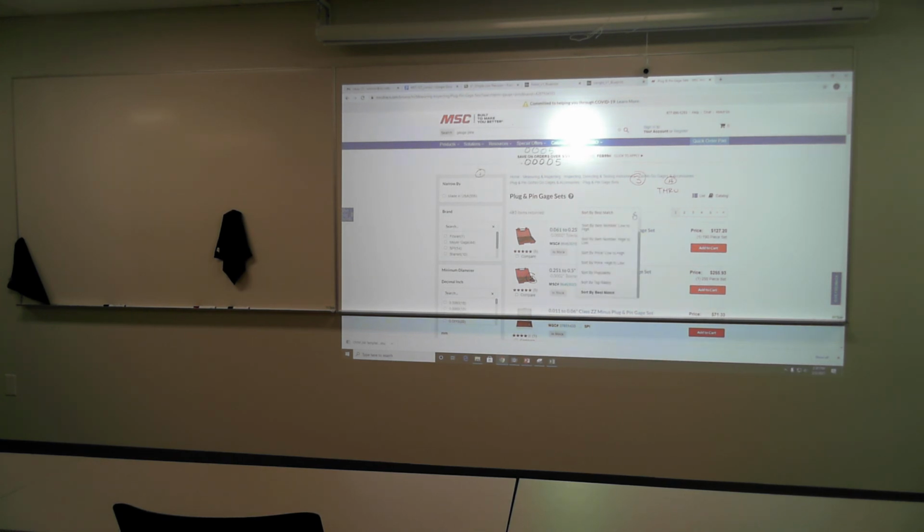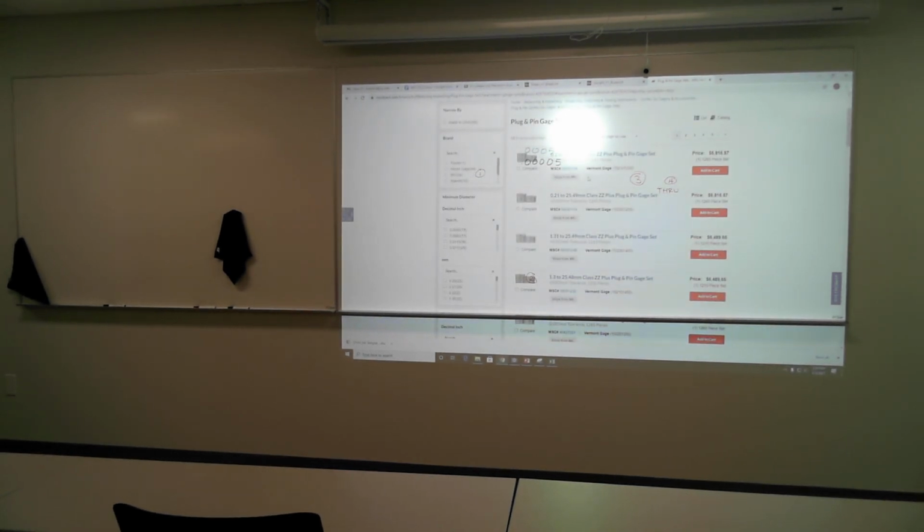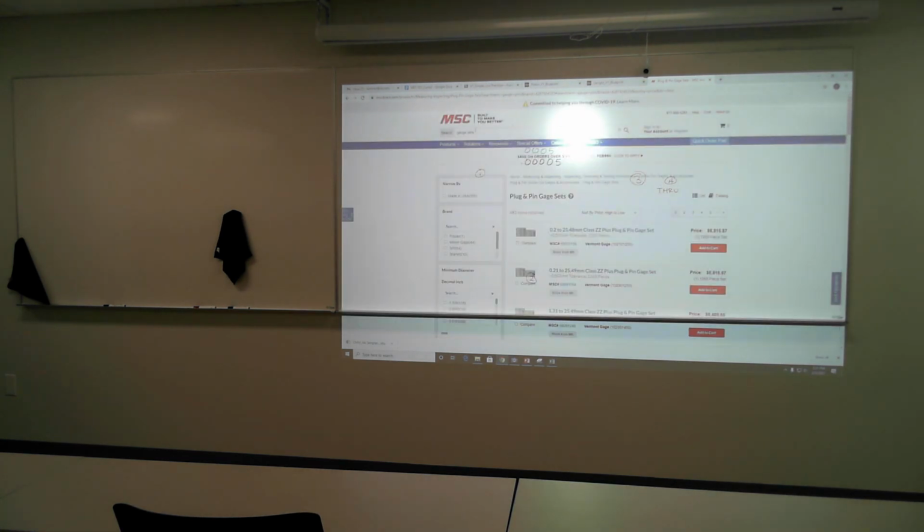So what if we sorted by price high to low? I mean, these things are pretty expensive. Holy shit. Yeah, $6,800. Well, that's for 1,265 pieces. But still, if you divide 6,816 by 1,265, you get a lot of money per pin. Well, those are calibrated to plus or minus 0.005 millimeters. So the tolerance is super tight on those. Obviously, the tighter the tolerance is on something, the more you're going to pay for it.